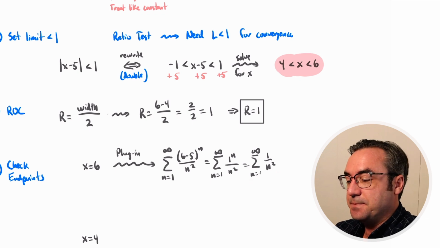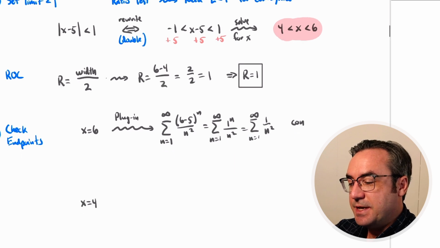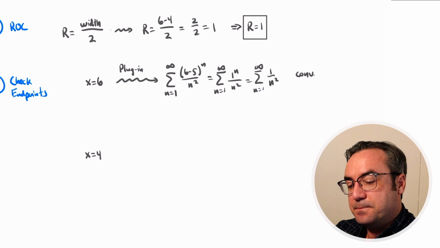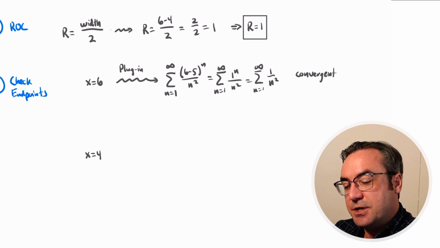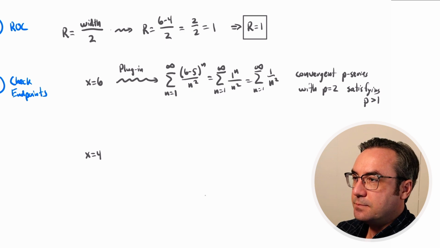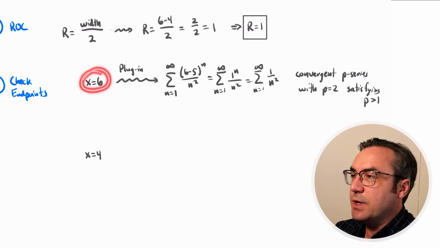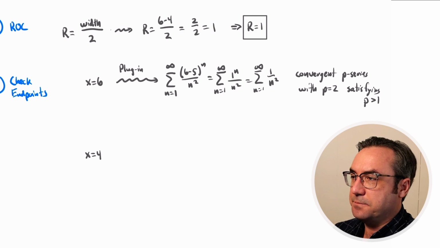This is a p-series, and we know whether or not it converges or diverges. In fact, this one is convergent. So this is a convergent p-series. State the p-value, so p is equal to 2, and then state the necessary inequality, satisfying p greater than 1. All right, so the fact that this is convergent tells us we actually want to include that endpoint in our interval. Now what about the other one, x equals 4?